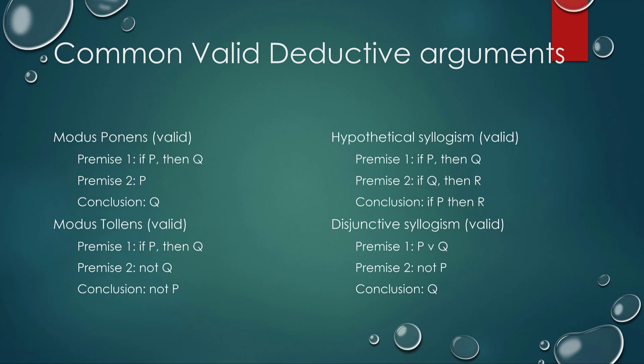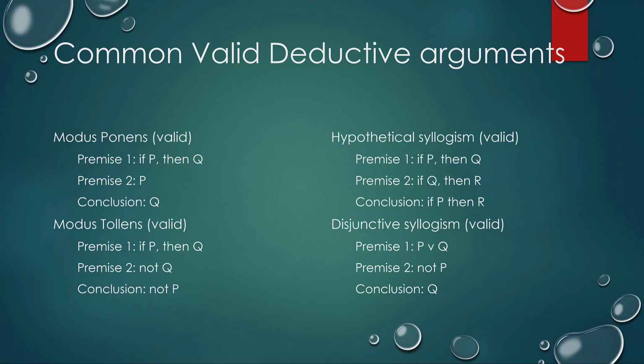So some deductive arguments are so well known that they get their own names. These include modus ponens, modus tollens, hypothetical syllogism, and disjunctive syllogism. And these are just four examples. In theory, there could be an infinite number of valid deductive arguments. Obviously, we won't present them all, because you could just spend infinity going over them.